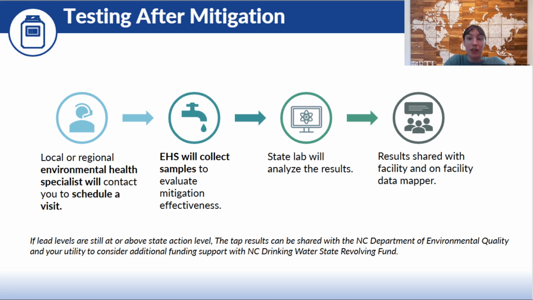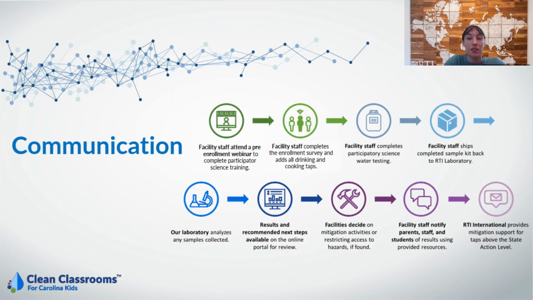After mitigation is complete, a local or regional environmental health specialist will contact you to schedule a visit. They will collect samples at your mitigated tap to make sure the mitigation is effective. If post-mitigation results are above 10 parts per billion, alternate taps or water supplies will be needed. The tap results can be shared with your utility and the NC Department of Environmental Quality to consider additional funding support. Communication is a critical element throughout the participation process.